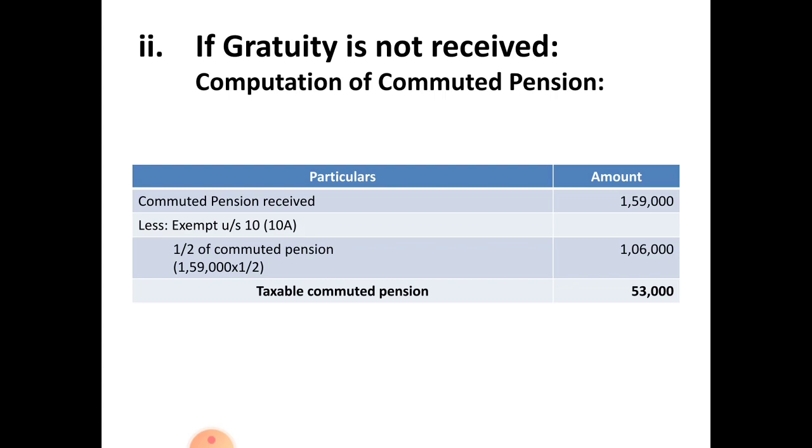So, this is about commutation of pension under section 10(10A). Simple problems are there when he has received gratuity and when he has not received gratuity, that is for a non-government employee, and commuted pension of government employees is fully exempt from tax.